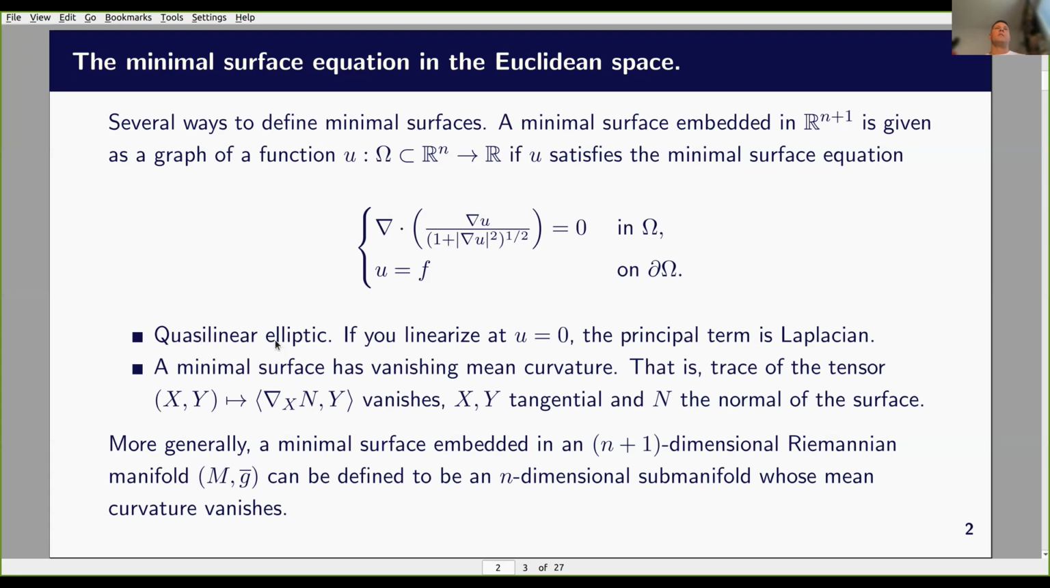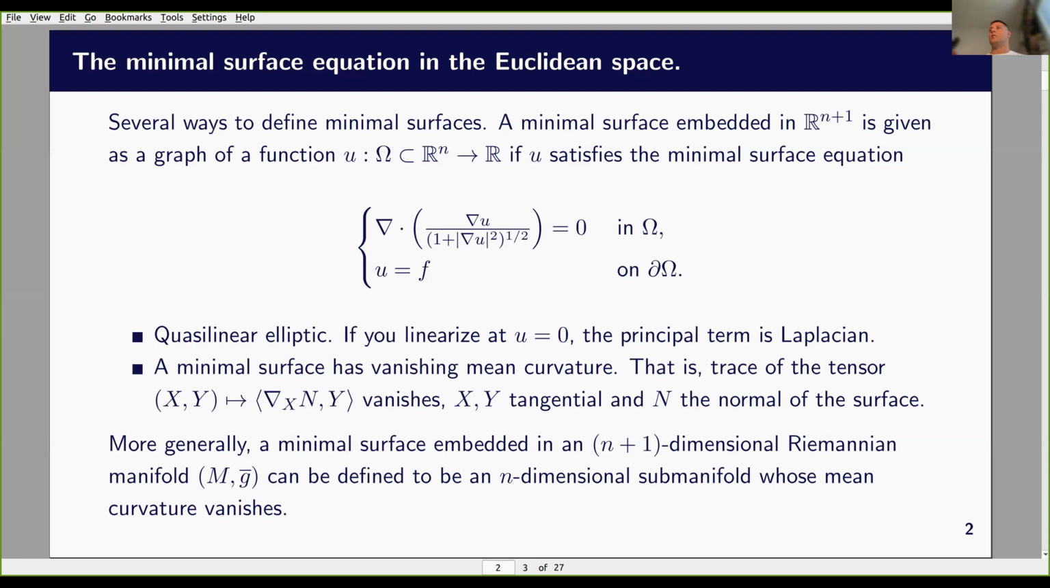This means that the principal part, meaning the second order derivatives of this equation, is a linear operator and it's elliptic, meaning it's like Laplace type. Quasi-linear means that the components of this equation where we have derivatives up to order 1 can be non-linear. If you linearize this equation at u equals 0, you will see that the principal term is just the normal Laplacian in R^n. The feature of minimal surfaces is that they have vanishing mean curvature.